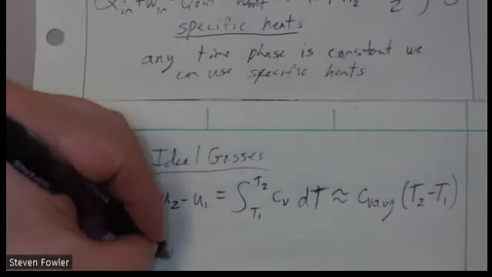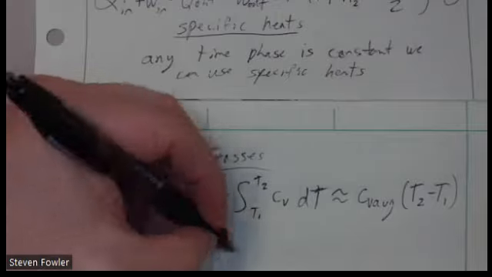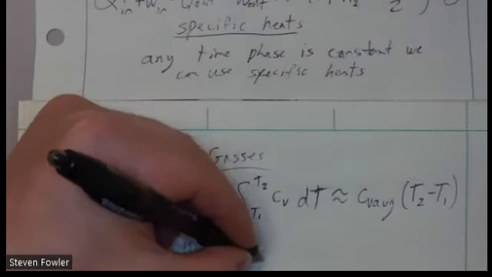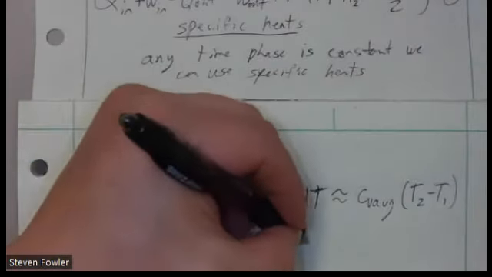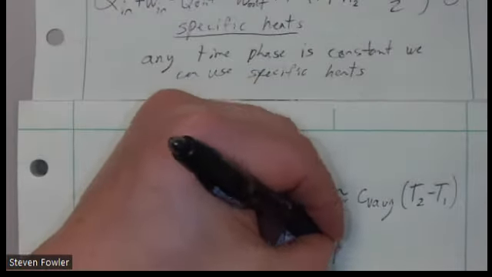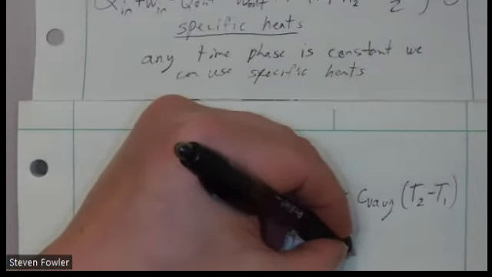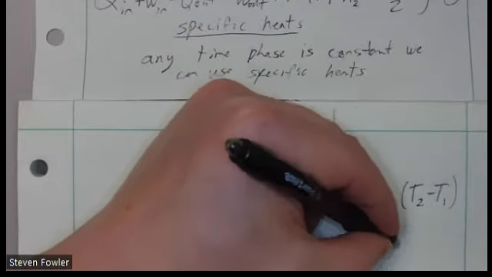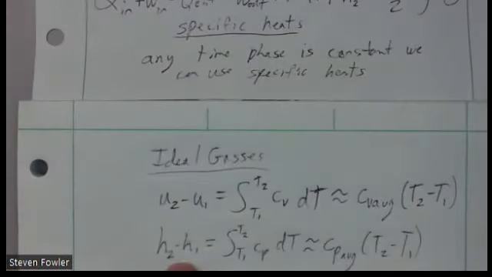Same thing with H's. If I need to know H's, like in the case of a control volume, that is equal to the integral from T1 to T2 of C sub P dT. But what I normally do is I don't integrate it. I'm just going to go find C sub P at the average temperature, multiply by the change in temperature, and that'll give me a very good estimation of delta H.